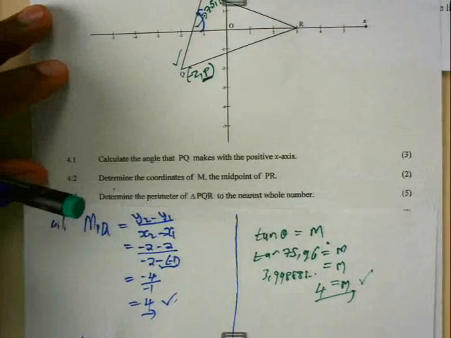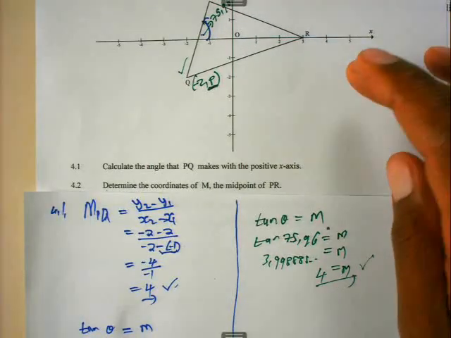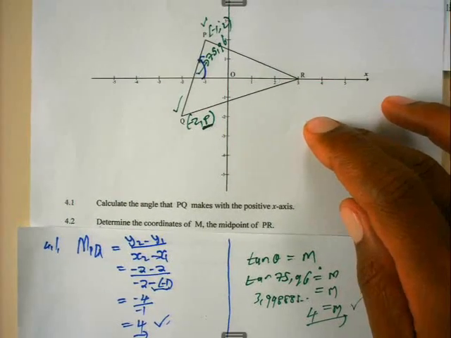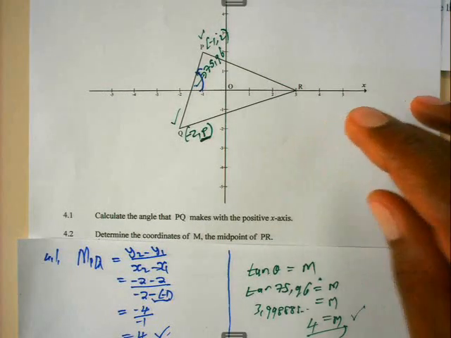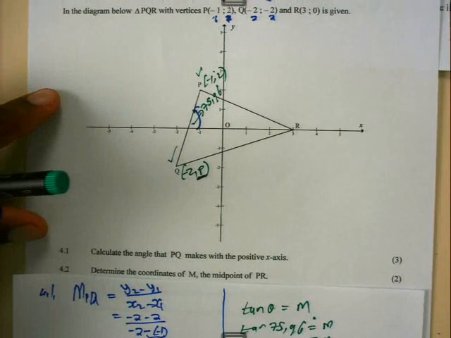Right. Now let us look at 4.2. 4.2 there, it says now you must determine the coordinates of M. What is M? M is the midpoint of PR. M is the midpoint of PR there. That is a 2 marks question.